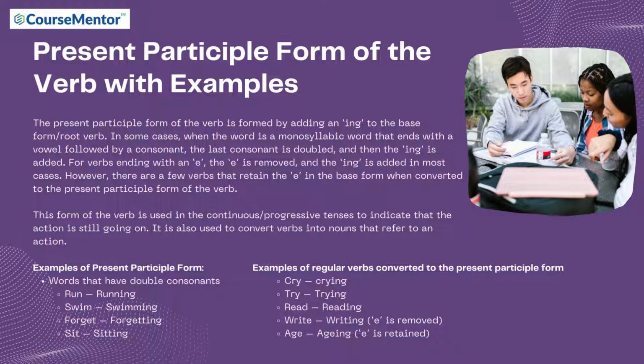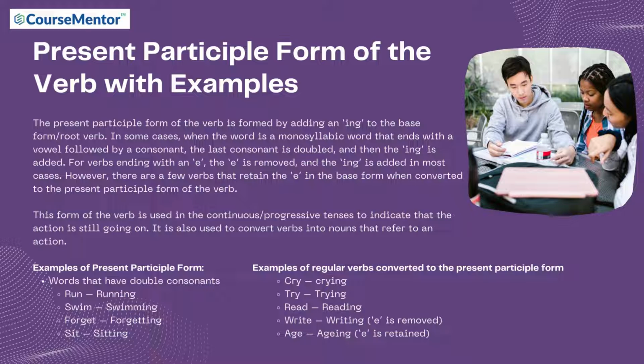Present participle form of the verb with examples. The present participle form of the verb is formed by adding an ing to the base form, the root verb. In some cases, when the word is a monosyllabic word that ends with a vowel followed by a consonant, the last consonant is doubled, and then the ing is added. For verbs ending with an e, the e is removed, and the ing is added in most cases.